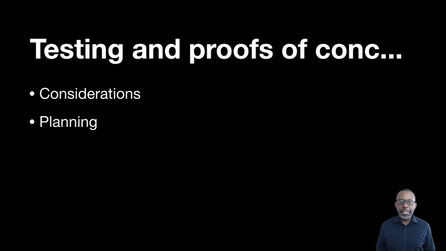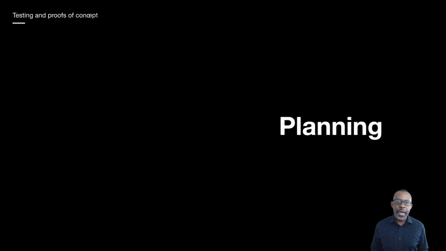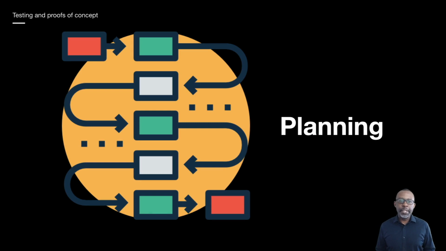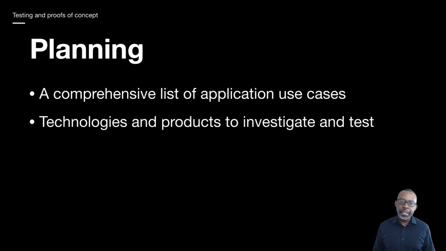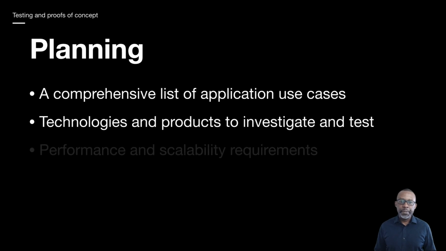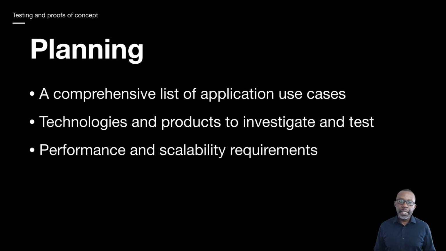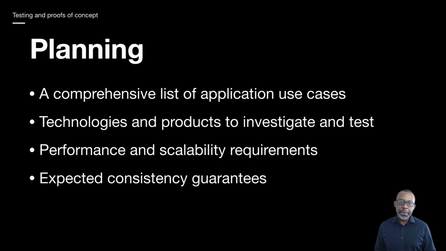Let's also consider some of the things you may want to take into account when planning your proof of concept. It is important to have in advance a list of application use cases for your proof of concept. Also define in advance the products and technologies that need to be investigated and tested during the proof of concept. Performance and scalability requirements also have to be clearly defined, as well as expected consistency guarantees.